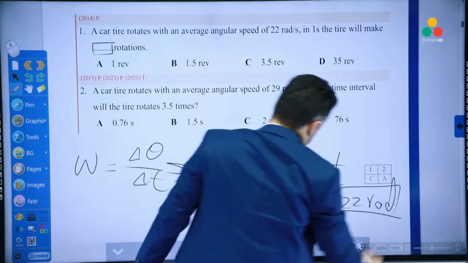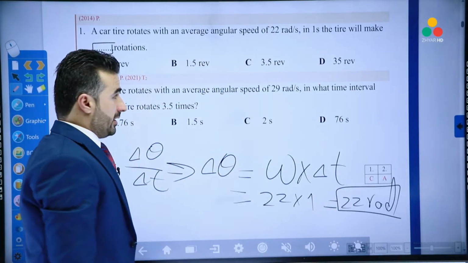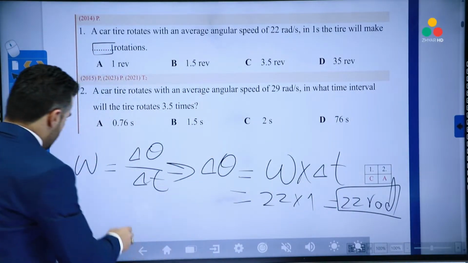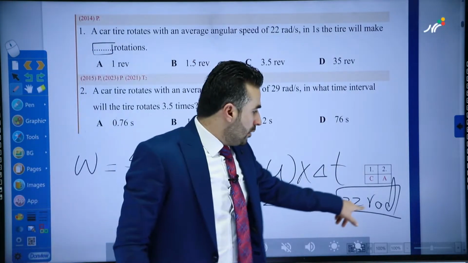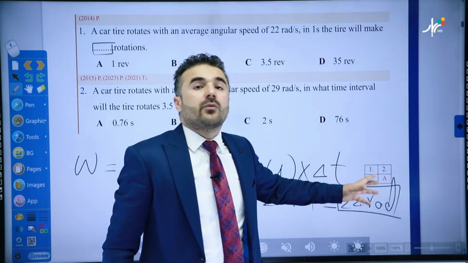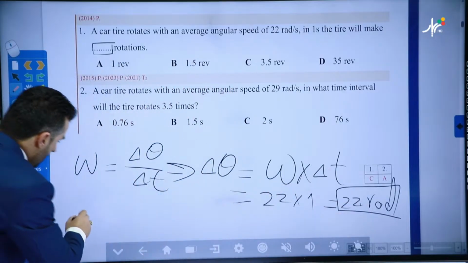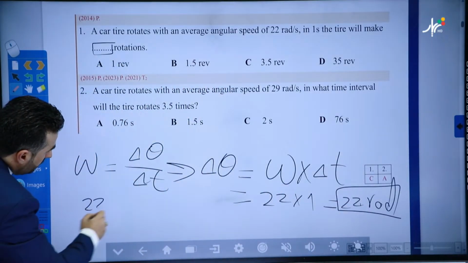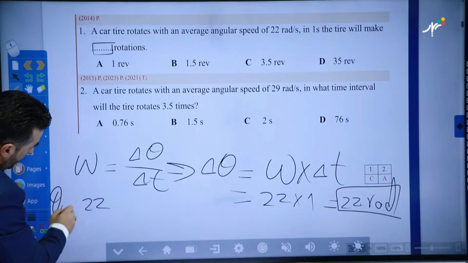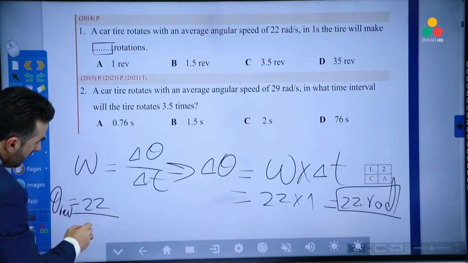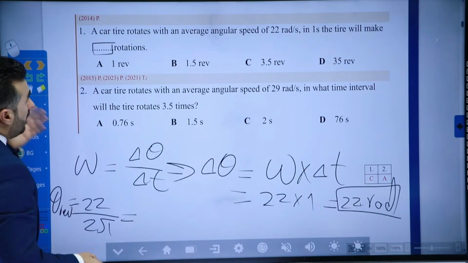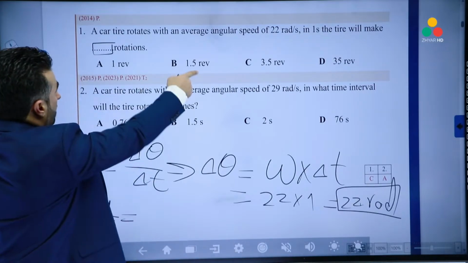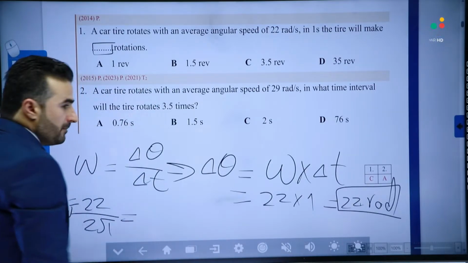But we don't want radians, you have to convert it into revolutions. Now we can say, if I do it quick, we know that each revolution is 2 pi radians. So if I divide this by 2 pi radians, theta in revolutions is equal to 22 divided by 2 pi radian, and of course use a calculator, you will get the answer there, yeah?